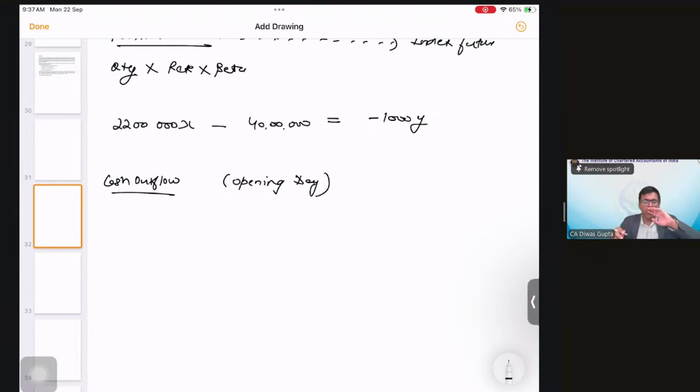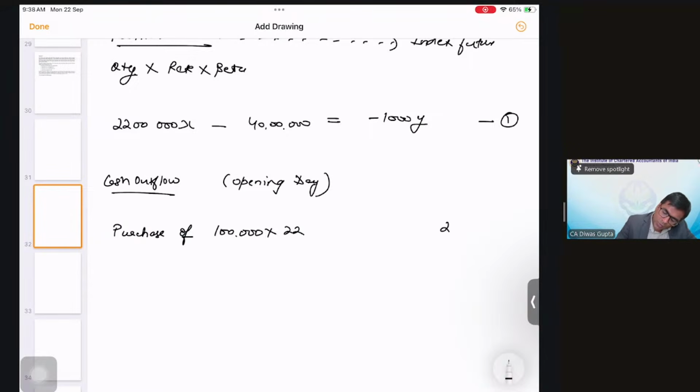Now, if you see in the entire question, there are two variables, X and Y. So one equation we have formed. If we are able to make a second equation also, we can solve those two equations and those two variables can then be easily solved for. So the cash outflow basis the opening day will be purchase of 1 lakh units into 22.